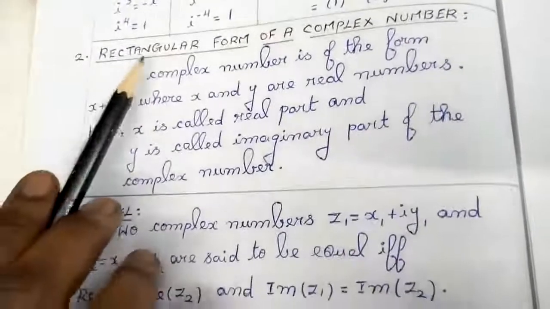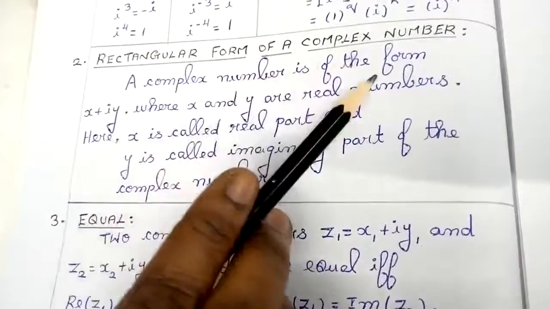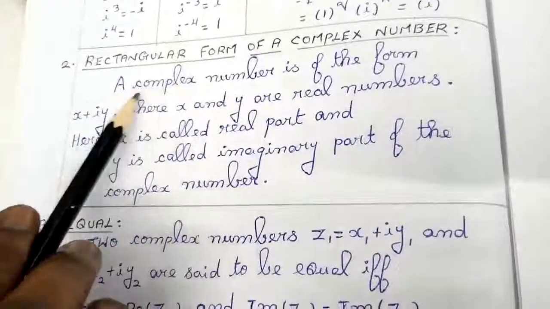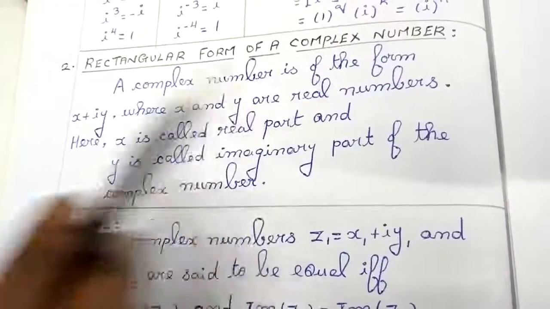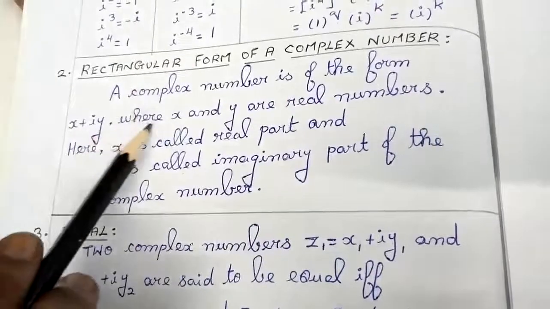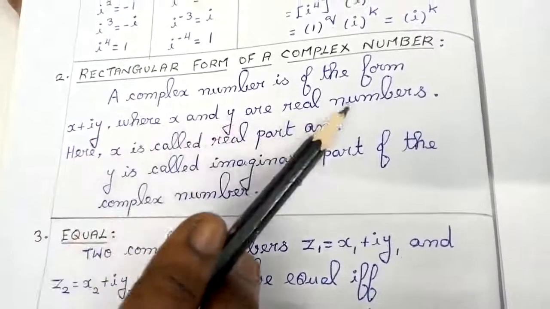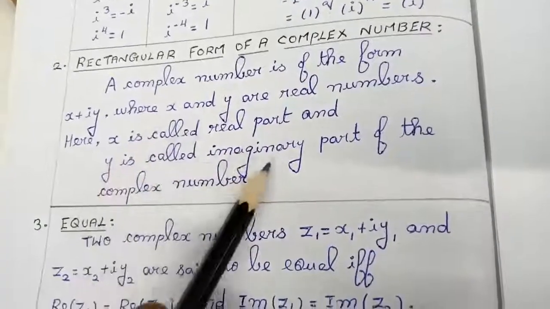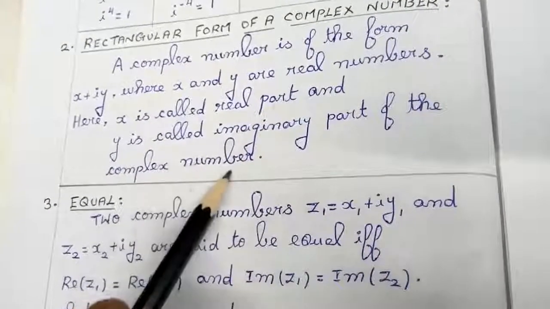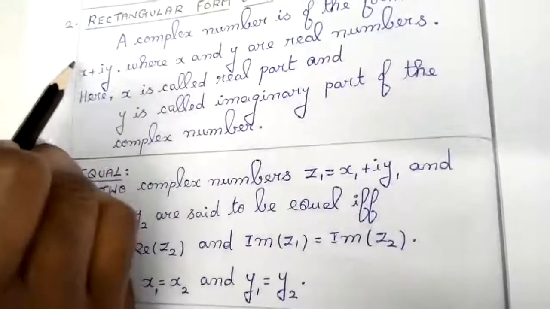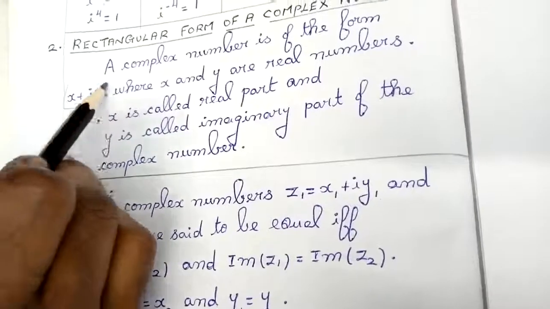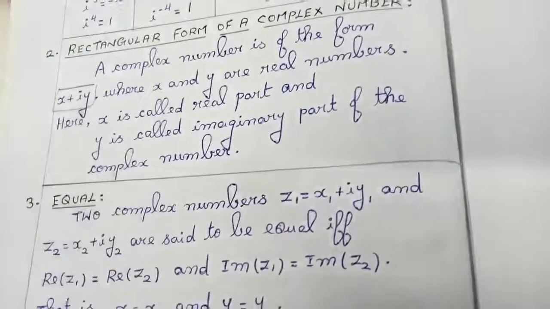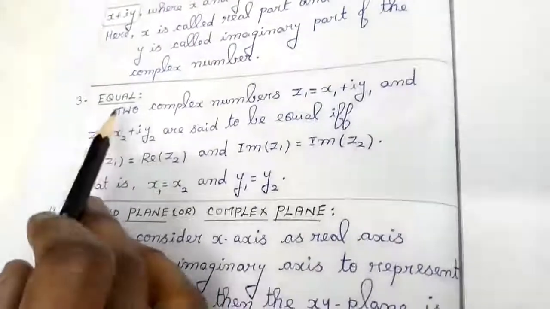Second one is the rectangular form of a complex number. The meaning of rectangular form is a representation. A complex number is of the form x plus iy, where x and y are real numbers. x is called the real part and y is called the imaginary part of the complex number. So rectangular form means a representation in this form, x plus iy form, is known as rectangular form. Third one, equal.